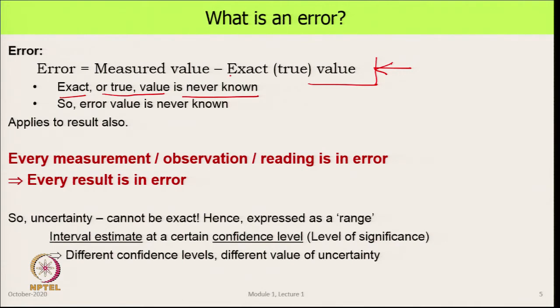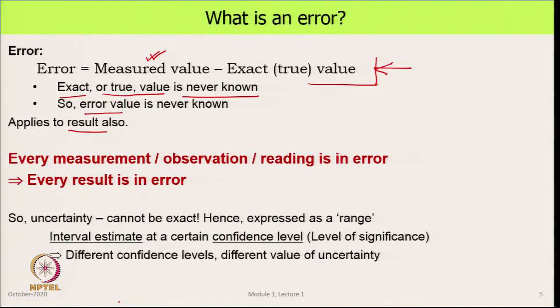And because of that, since this value in the second part here is not known, the error also is never known. The only thing we have in this is what we measured from the instrument. The same is true of the result. We may have calculated a result, so we have a measured value of the result, but we do not know the exact value of the result, so we do not know the error in the result. This is where we are.